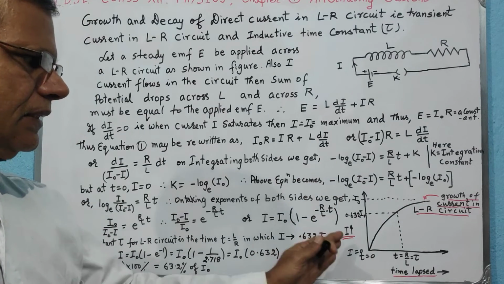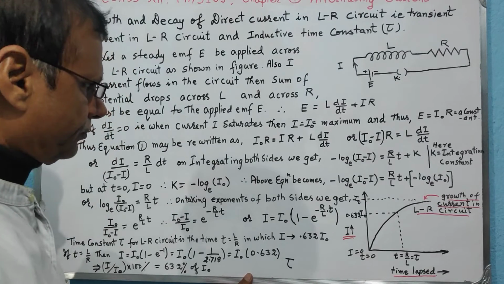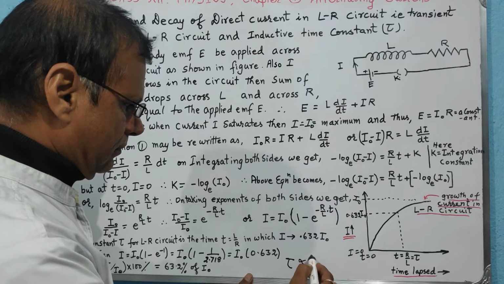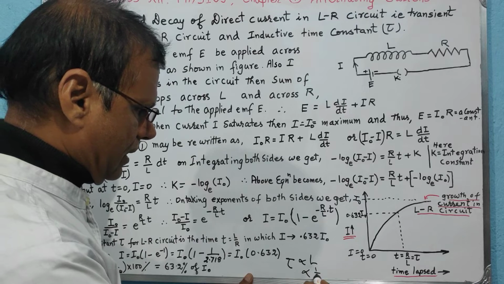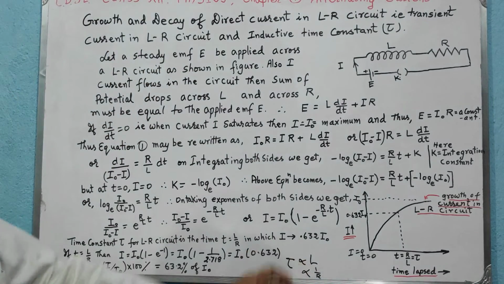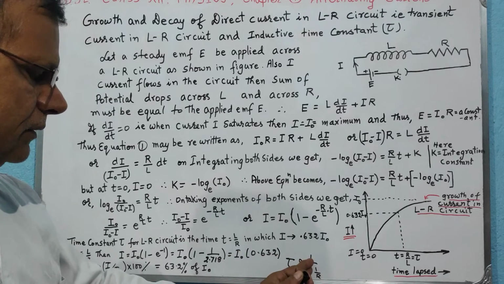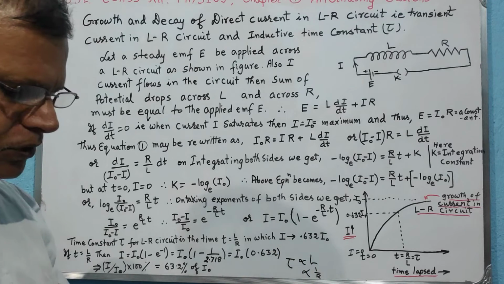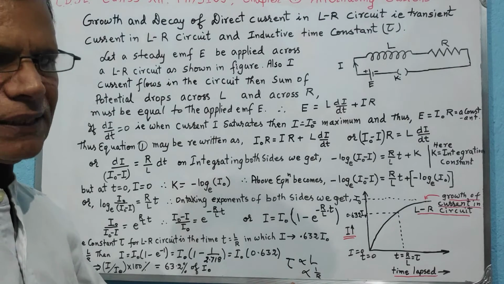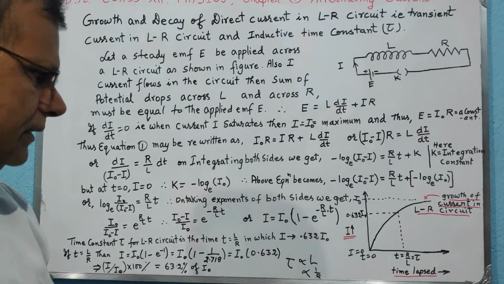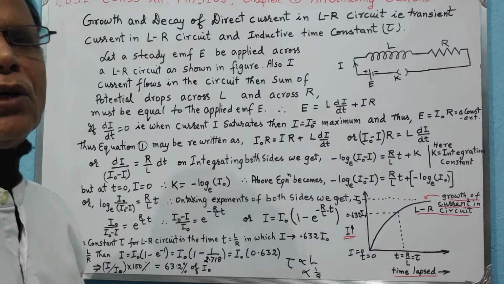and that means this time constant depends upon L, proportional to L, and depends inversely on R. Greater is the inductance, greater will be the time constant. Smaller is the inductance, smaller will be the time constant. Greater is the resistance, smaller will be the time constant, and so on. So this decides the behavior of the time constant of the LR circuit.